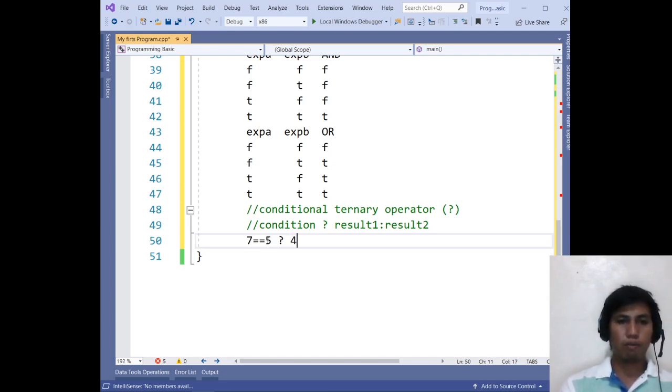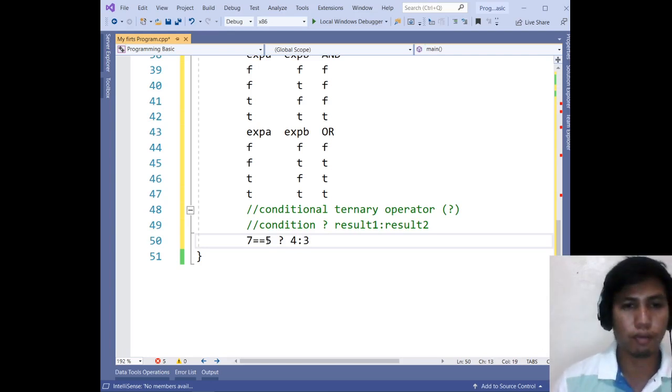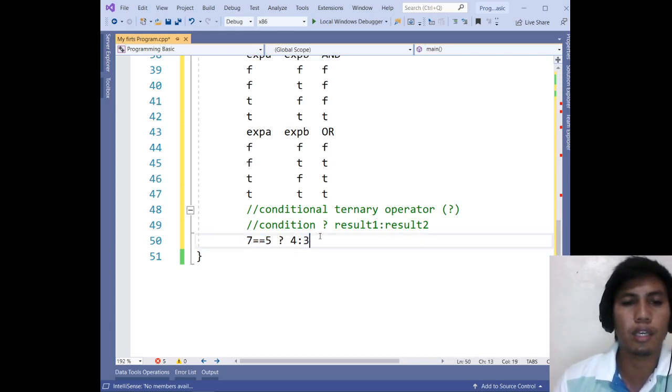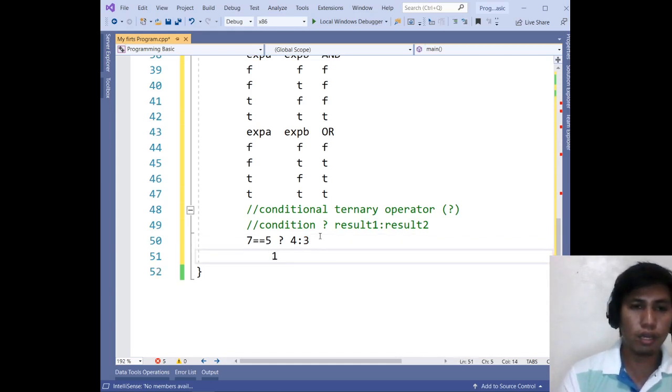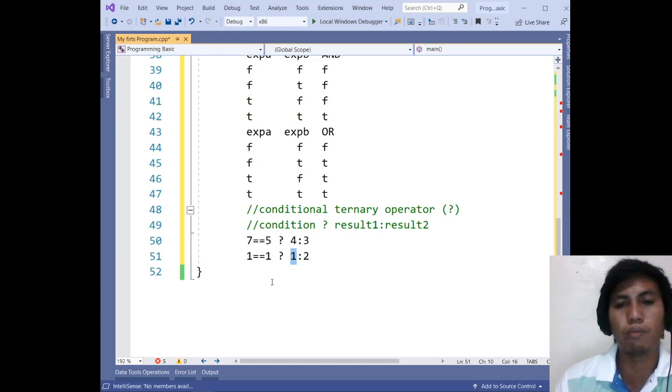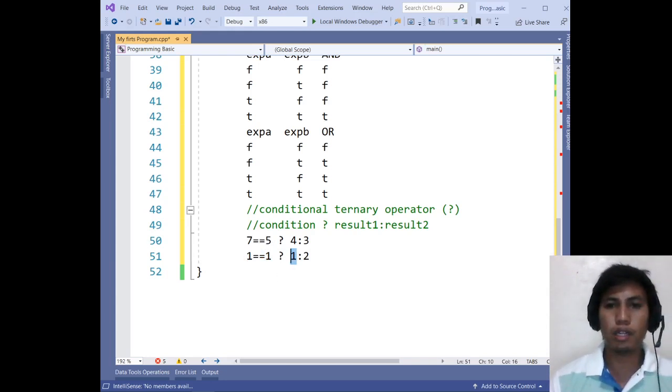So let's say 4 colon 3. So is this true or false? So it's basically false. So the output is 3. Another one, 1 equal to 1. Then we have 1 and 2. So this condition is true, so it will output a value of 1. So those are the different operations or operators.